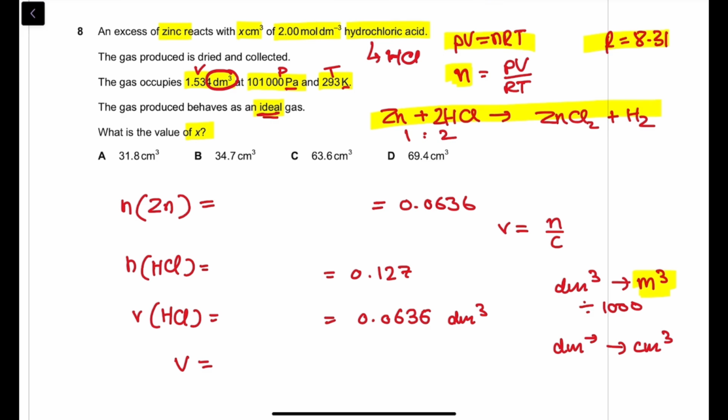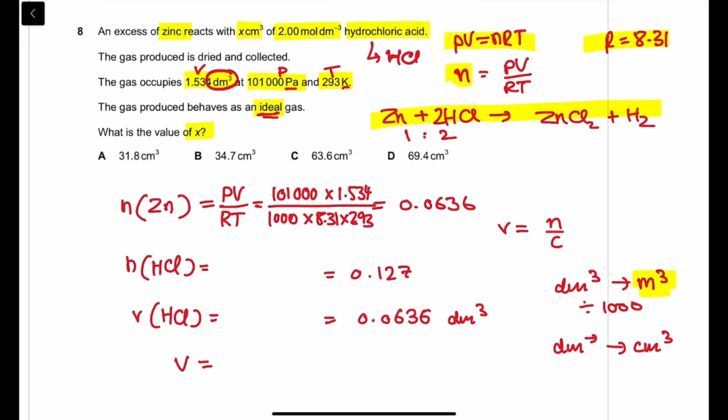So zinc to hydrochloric acid is in a 1:2 molar ratio. Also something we need to keep in mind. So the first thing I'm going to do is calculate the number of moles of zinc, because that's all we can do so far. It's going to be equal to the pressure times the volume over R times T, which equals pressure is 101,000 times 1.534. Remember to divide by 1,000 to convert, and times by 8.31 times 293. We end up with 0.0636.